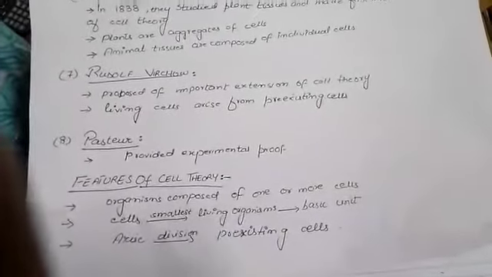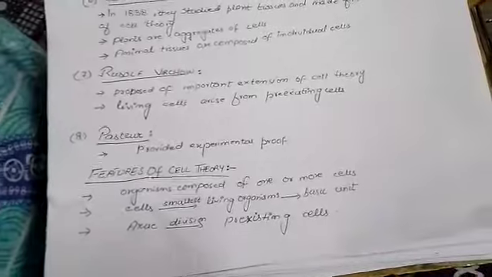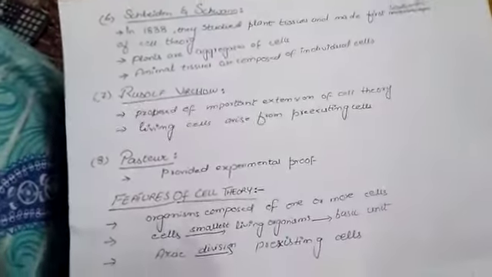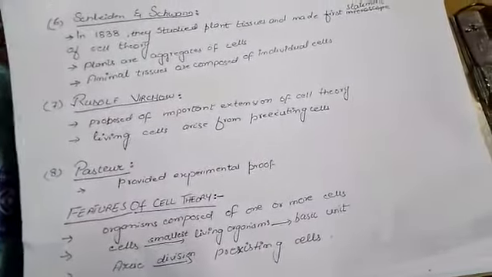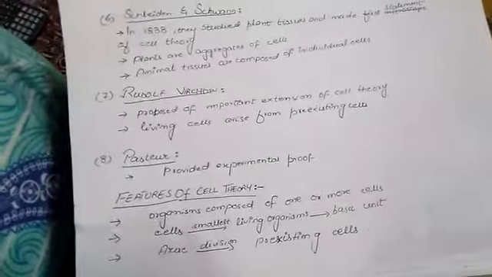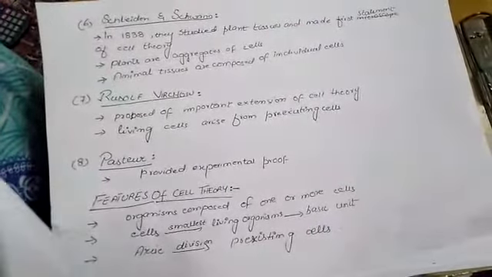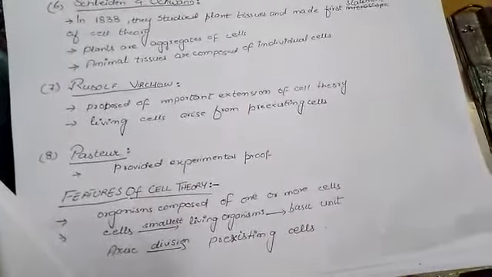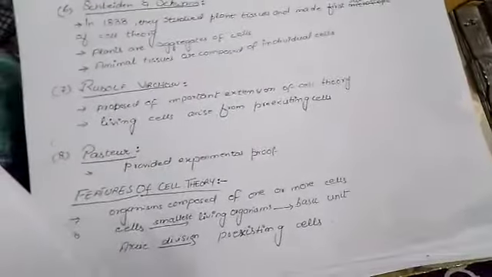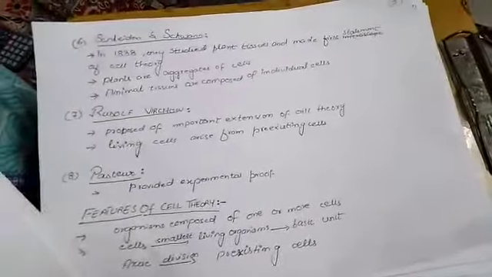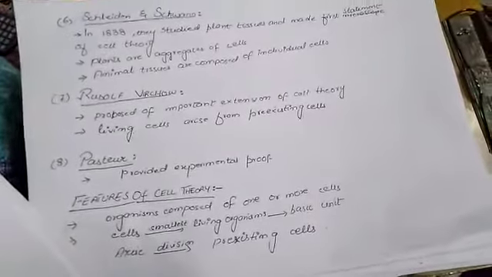Then we have the work of Rudolf Virchow. In 1855, Rudolf Virchow, a German physician, proposed an extension of cell theory. He proposed that all living cells arise from pre-existing cells. The last scientist is Louis Pasteur. In 1862, Louis Pasteur provided the experimental proof of this idea.